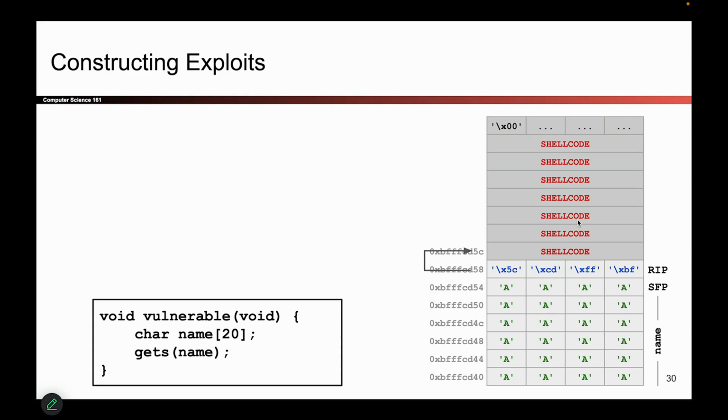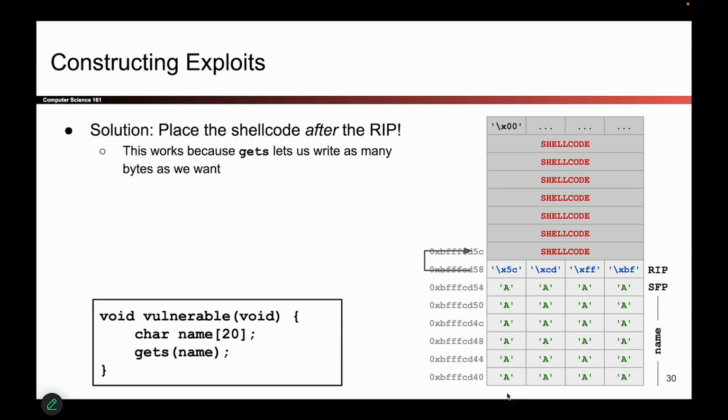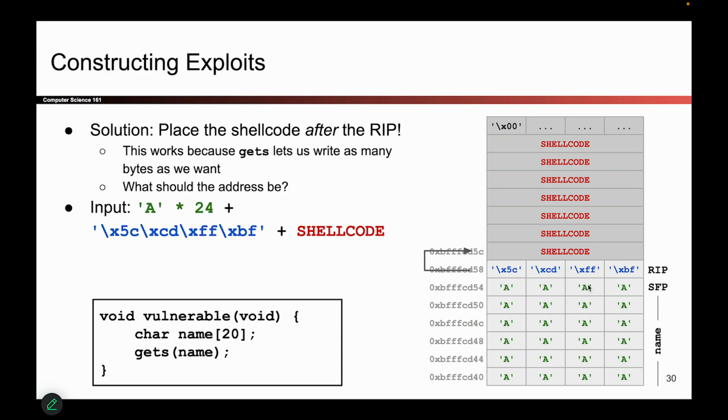So now my exploit looks like this. I now have 24 bytes of garbage. That's 20 bytes to overwrite the name character array, and 4 more bytes to overwrite the SFP. So there's 24 bytes to write everything up until the RIP. Now I can write an address, and what address? Not too sure yet, but some address. And then after that, I will write the shellcode. And what address do I put over the RIP? That should be the address of shellcode.